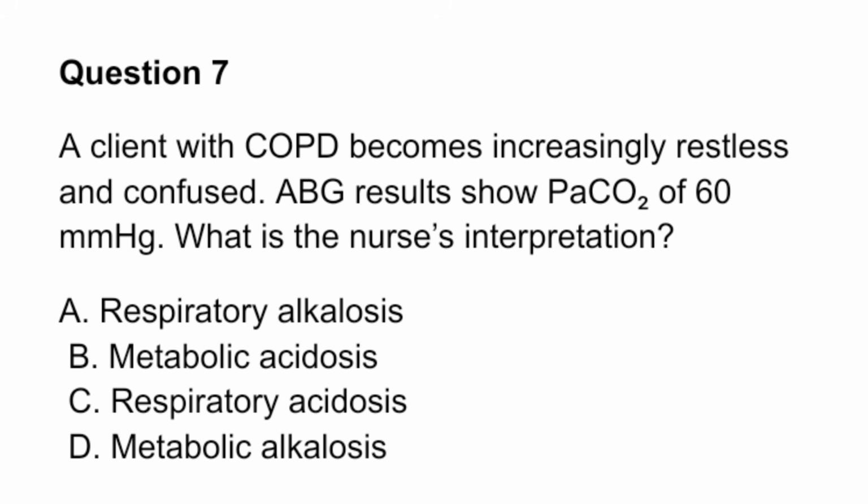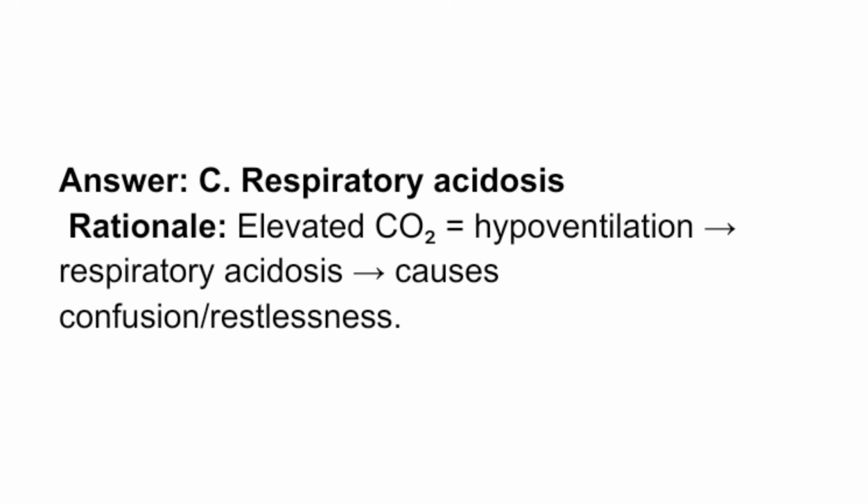Question 7. A client with COPD becomes increasingly restless and confused. ABG results show PaCO2 of 60 millimeters mercury. What is the nurse's interpretation? A. Respiratory alkalosis. B. Metabolic acidosis. C. Respiratory acidosis. D. Metabolic alkalosis. Answer C. Respiratory acidosis. Rationale: elevated CO2 equals hypoventilation. Respiratory acidosis causes confusion or restlessness.